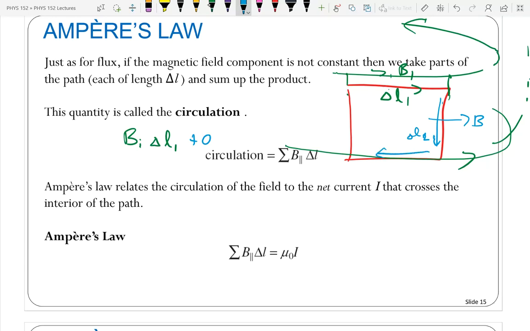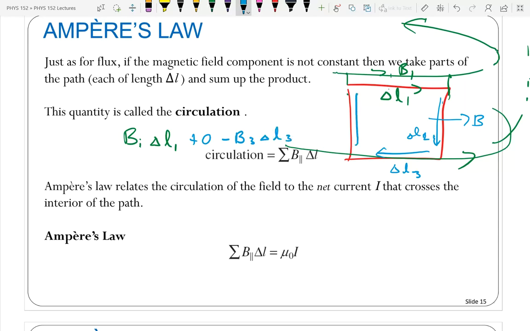Now if I go this way and I have delta L3, how much is parallel between the green magnetic field and the blue length? It's all anti-parallel, right? So that's going to put a minus sign because it's anti-parallel instead of parallel. So that's going to be minus B3 delta L3. And then if I come back this way, that's going to be 0 again. So that's how we calculate the circulation.